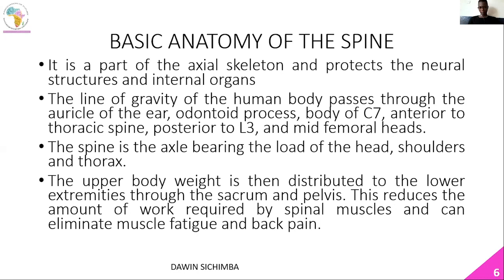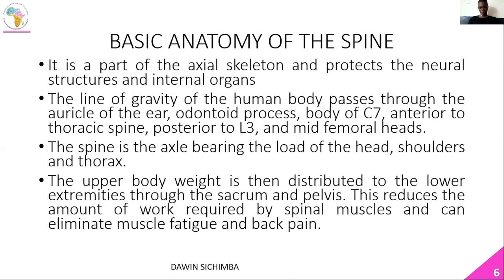So this part of the exoskeleton, which is the spine we're talking about, is the one which protects the neurostructures and internal organs. Through the vertebral column, we have the spinal cord, as well as the spinal nerves which branch off from there. Other than that, especially in the thoracic region, there's attachment of the ribs, which protect the thoracic cavity organs.